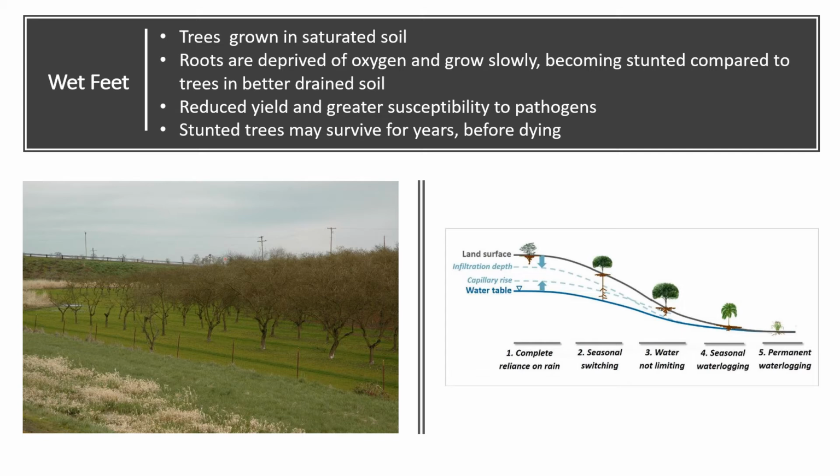So number one, the trees are a little bit weaker. Number two, there's more potential for Phytophthora spores to be moving in, so they can be infected with Phytophthora, but they're also weaker, so they're more susceptible to things like bacterial blight and other diseases. So those stunted trees may persist for years, producing nuts, but maybe not as many nuts, before they ultimately die.